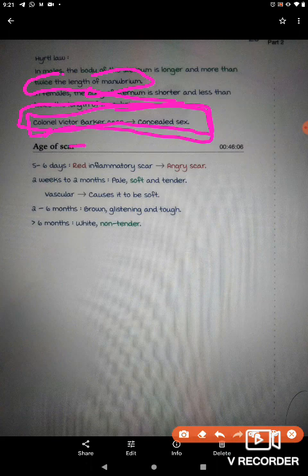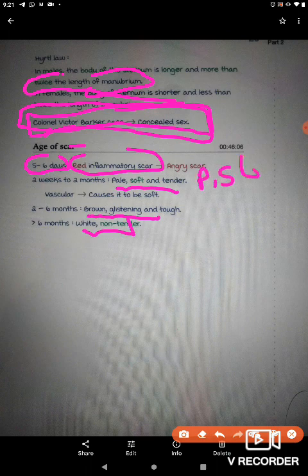And they are also saying about the age of the scar determination. Within 5 to 6 days, within a week, it is a red inflammatory scar. Then from red inflammatory, it becomes pale, soft, and tender. Then it becomes brown, glistening, and tough. Then it becomes white and non-tender.